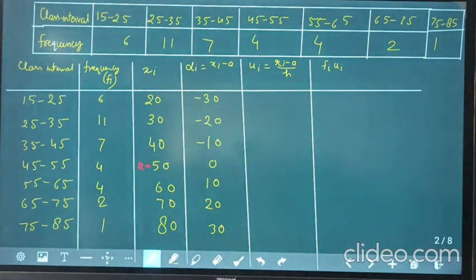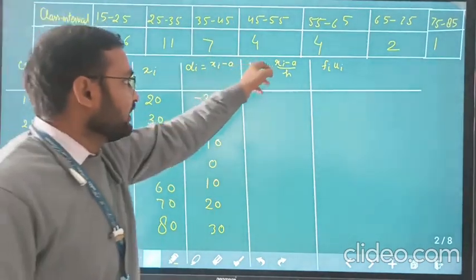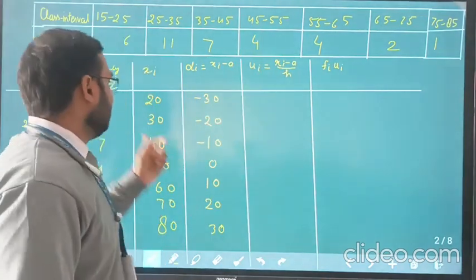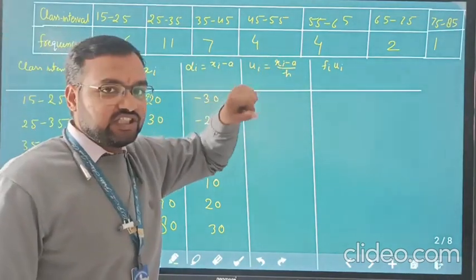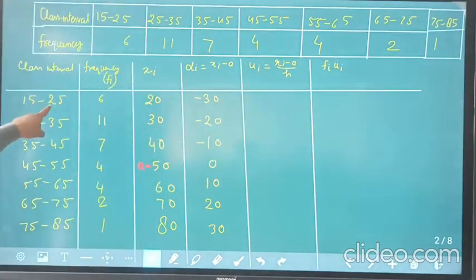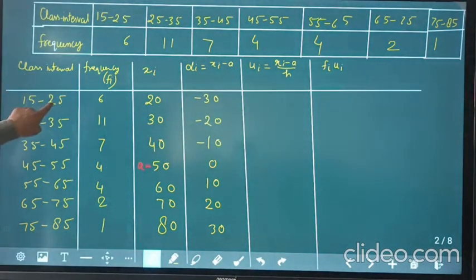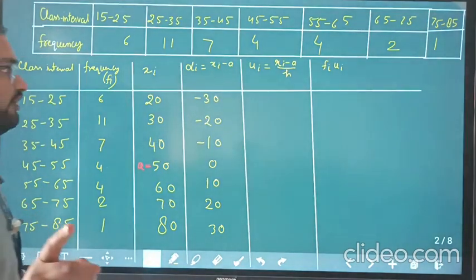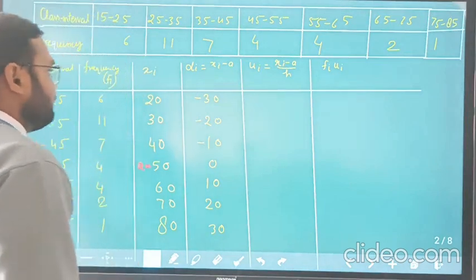I hope it is clear to all of you. Now, the value of Ui. Before getting the value of Ui for each class interval, what will be the value of H here? The difference between the upper limit and lower limit, that is 50 minus 25 (the class width) is 10, so the value of H is equal to 10.